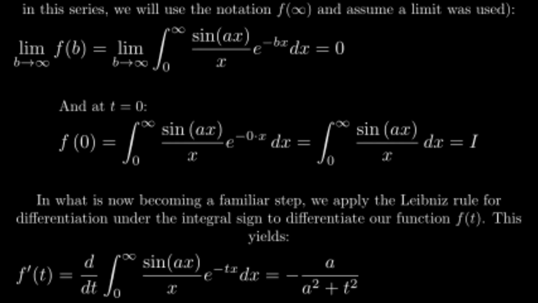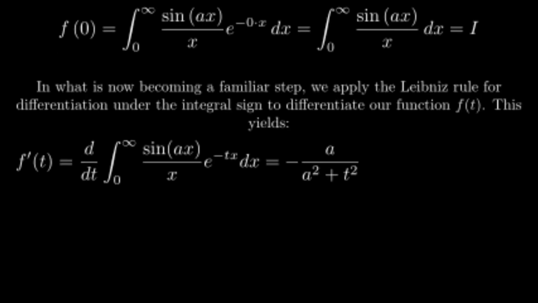In what is now becoming a familiar step, we apply the Leibniz rule for differentiation under the integral sign to differentiate our function f of t. Yeah, so if we differentiate that, okay, so it left out some steps there. Well, you know what? I'm going to leave it like that because most of the people watching this video would not. Well, no, I'm going to have to show that step. I actually want to show a little bit more of the steps there. So good, it made a mistake.